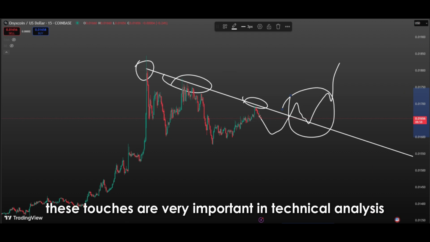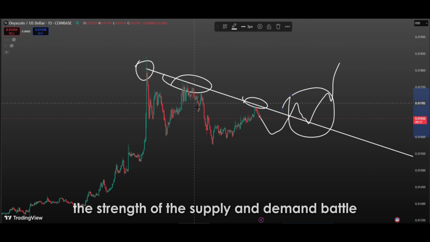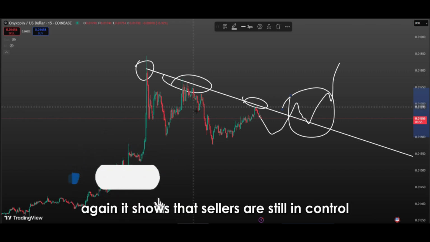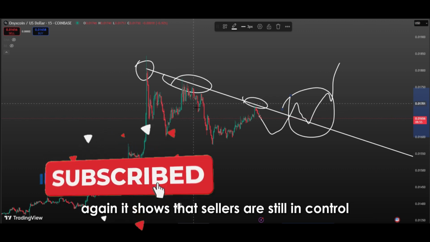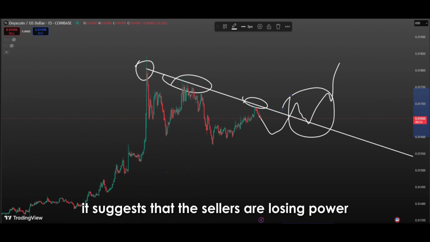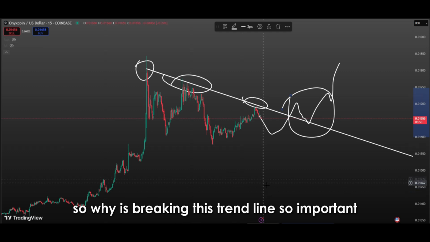These touches are very important in technical analysis, as each contact point demonstrates the strength of the supply and demand battle at that level. If the price pulls back after touching the trend line again, it shows that sellers are still in control. However, if the trend line is broken, it suggests that the sellers are losing power and buyers may be taking over. So why is breaking this trend line so important?